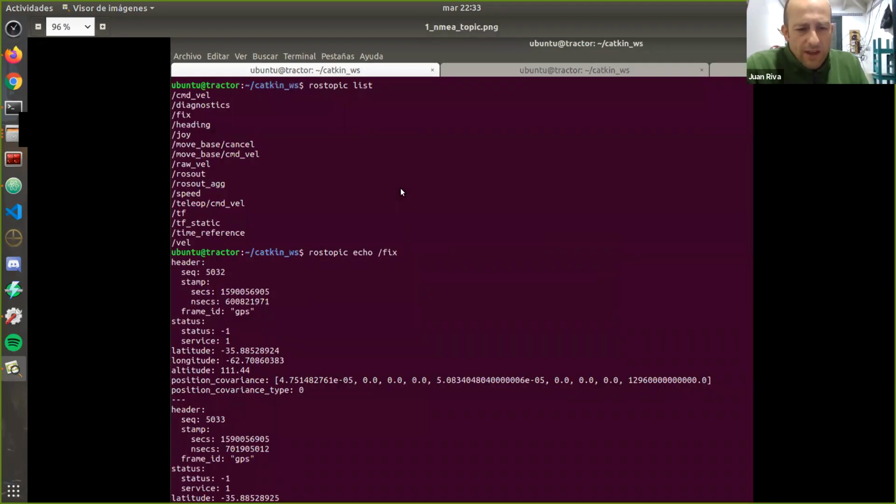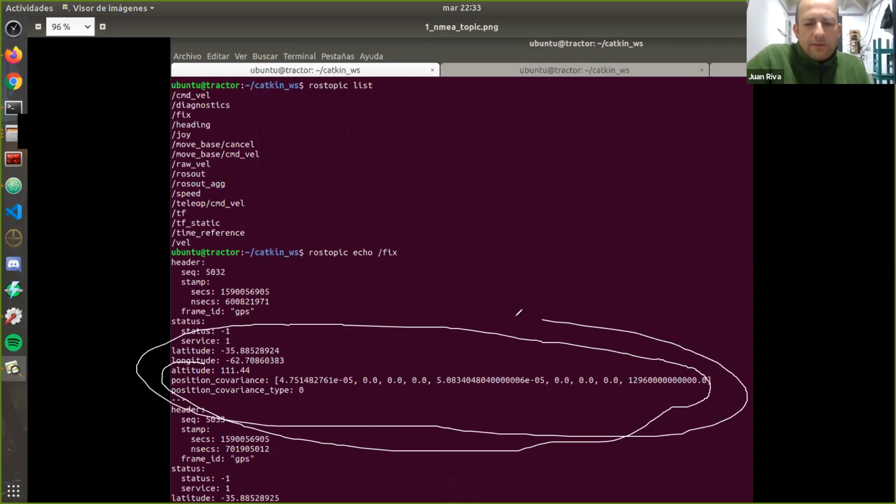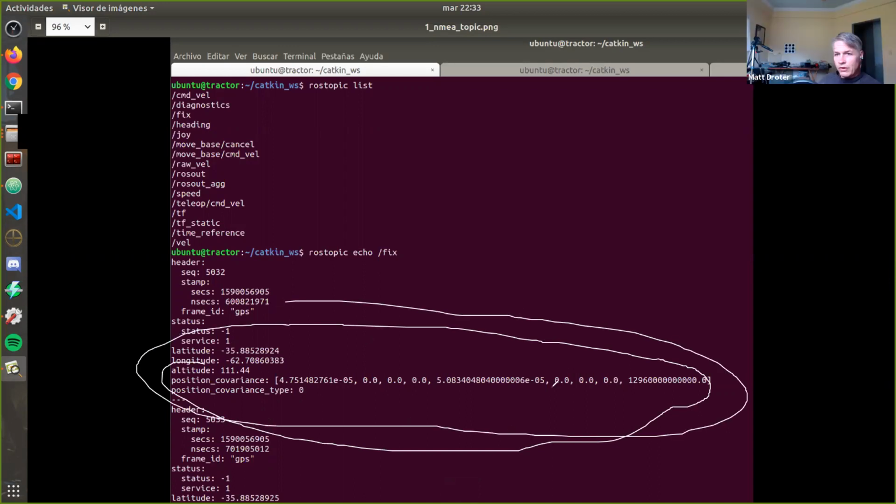Here you have the... one thing that I'm not sure about. What is this, the position covariance here? Oh, covariance is a measurement of error. Okay. That's very important with sensor fusion. Okay.